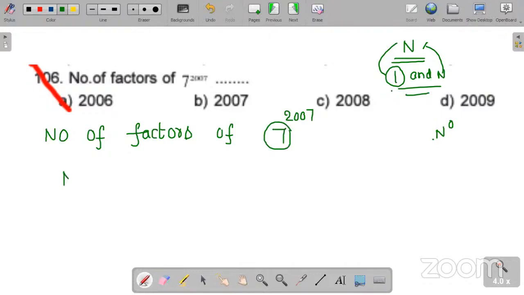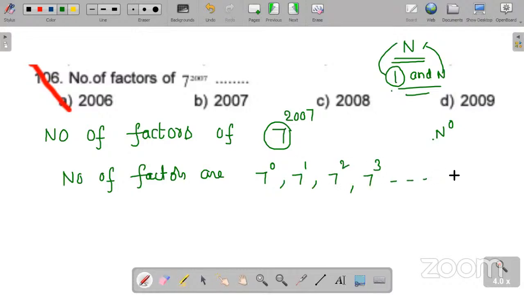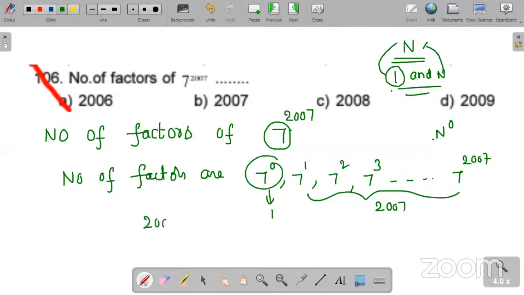So the factors are 7 power 0, 7 power 1, 7 power 2, 7 power 3, and so on up to 7 power 2007. Up to this one is 2007, including the factor 1. So 2007 plus 1, the answer is 2008 factors. C is the right answer.